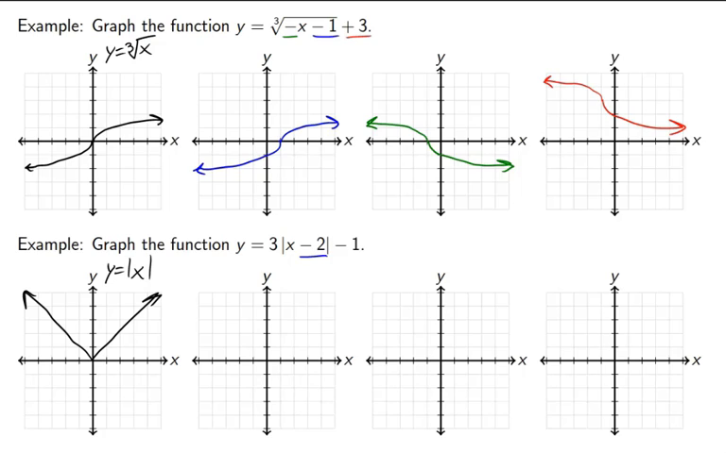Horizontal shifting first is the minus 2. Again, because it's on the inside, we're going to do the opposite. It's going to go right 2. Next is the everything else category, everything but the vertical shifting. That's the 3 on the outside. And so what that's going to do is stretch my graph by a factor of 3. One way to think about this is multiply all your y coordinates by 3.